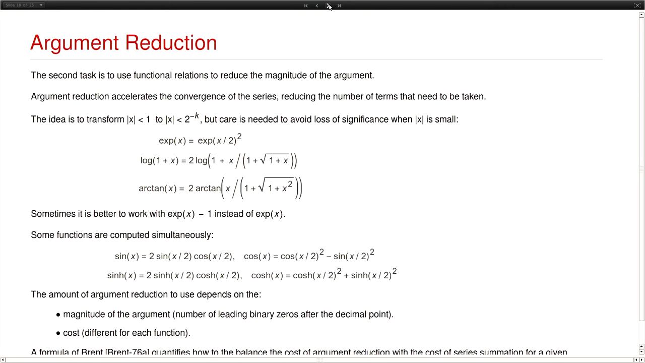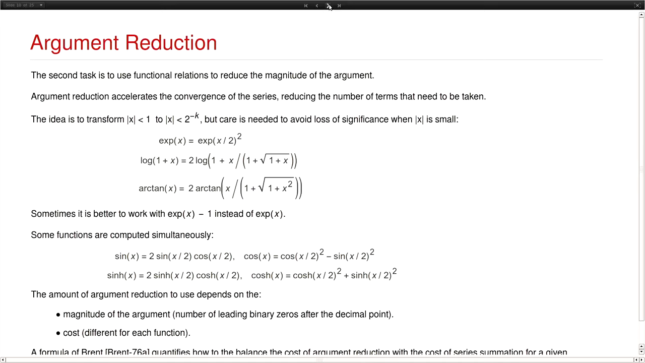Once we've done that, we have something like x is less than 1. It might be 0.9 or 0.8 or something. The series is going to converge quite slowly. So what we ideally want is something quite small, like 10 to the minus 10 or 10 to the minus 20, in which case the series is going to converge much, much more quickly. So then we can use functional relations to do that. And here are a couple of them.